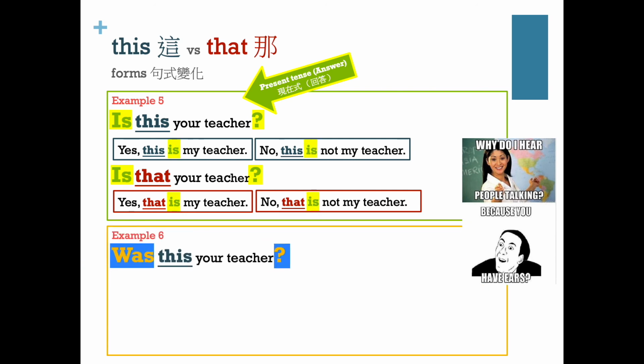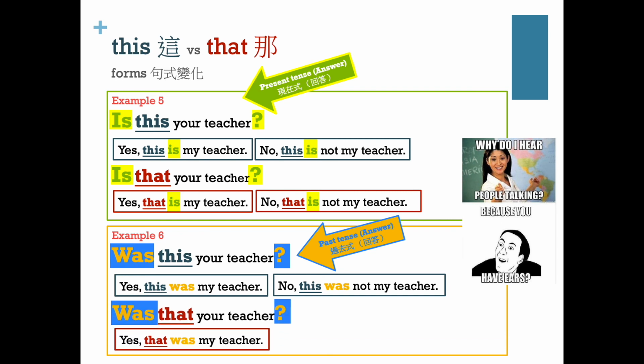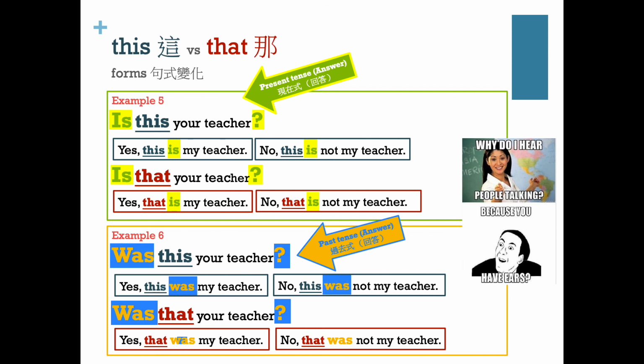For past tense, it is very similar. You can say, yes, this was my teacher. No, this was not my teacher. Yes, that was my teacher. No, that was not my teacher. This is a past tense question, so you have to answer in past tense using the verb was.